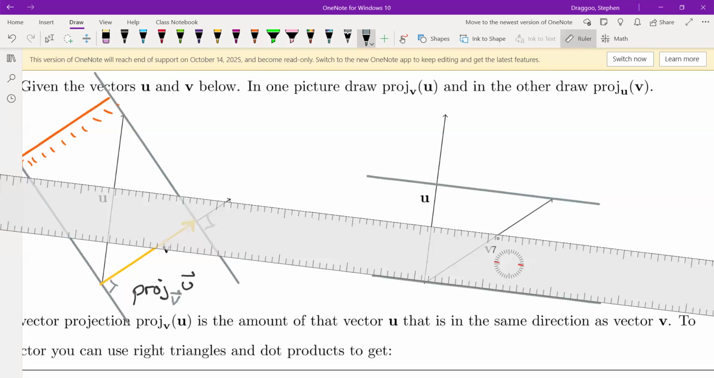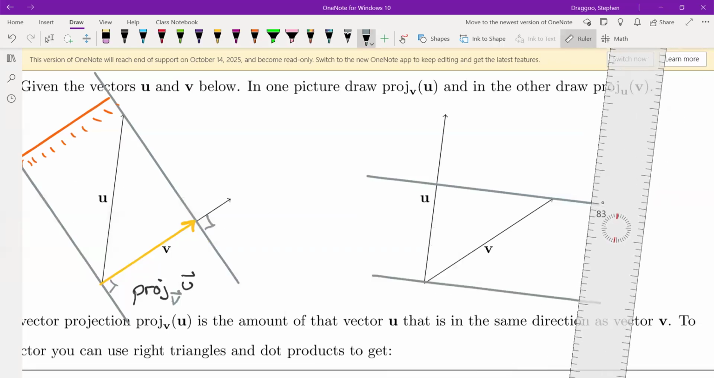Sound effects are incredibly important when you're drawing vectors, just as a heads up. Your classmates are going to love me when you're taking an exam.